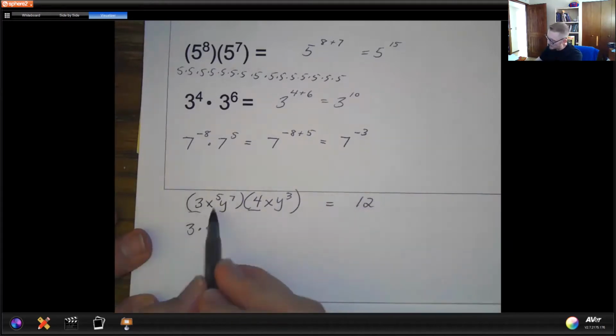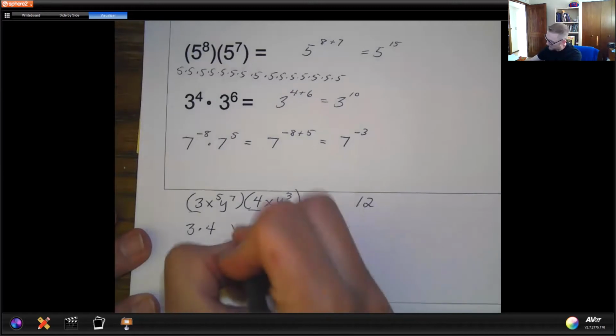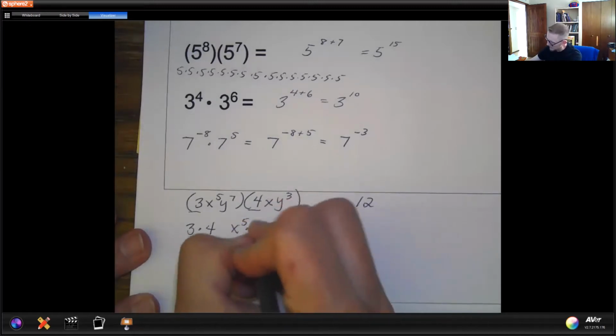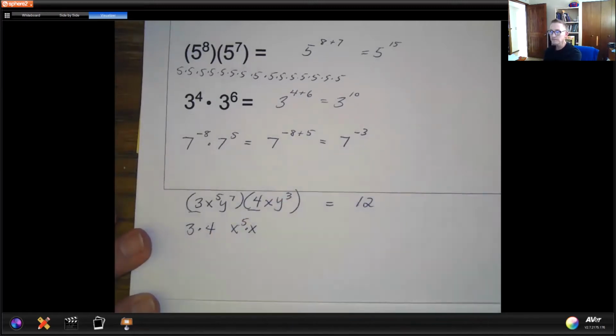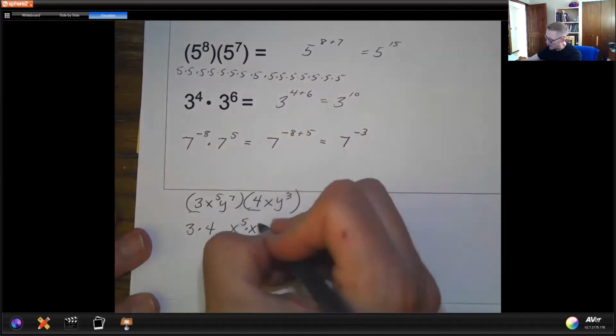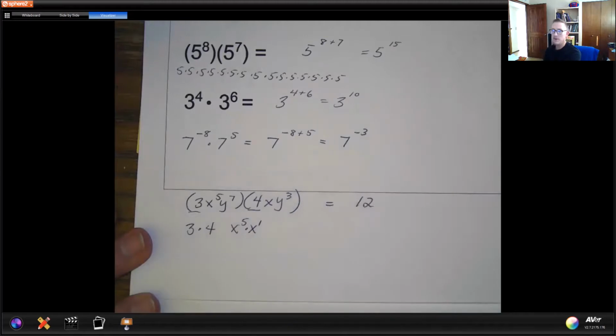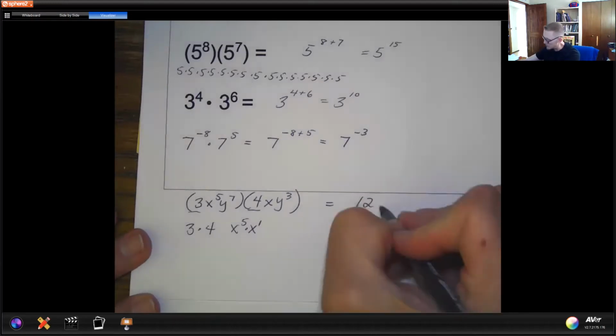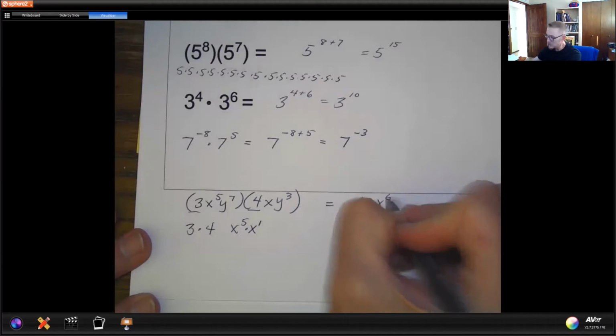Well, now I'm going to look at the x's, and I have x to the 5th times x. If my x doesn't have an exponent, I know that there is a 1 there. So if I look at the x to the 5th and x to the 1st, they have the same base. So that becomes x to the 6th power.